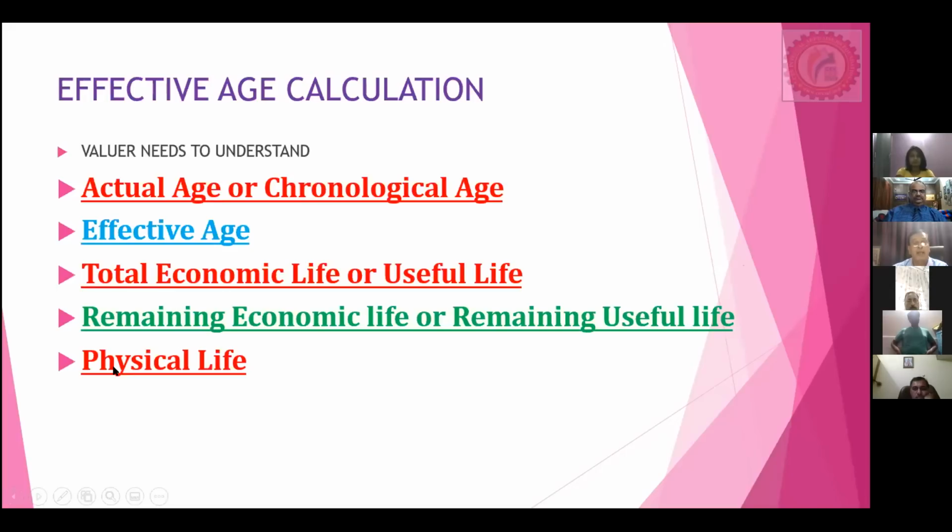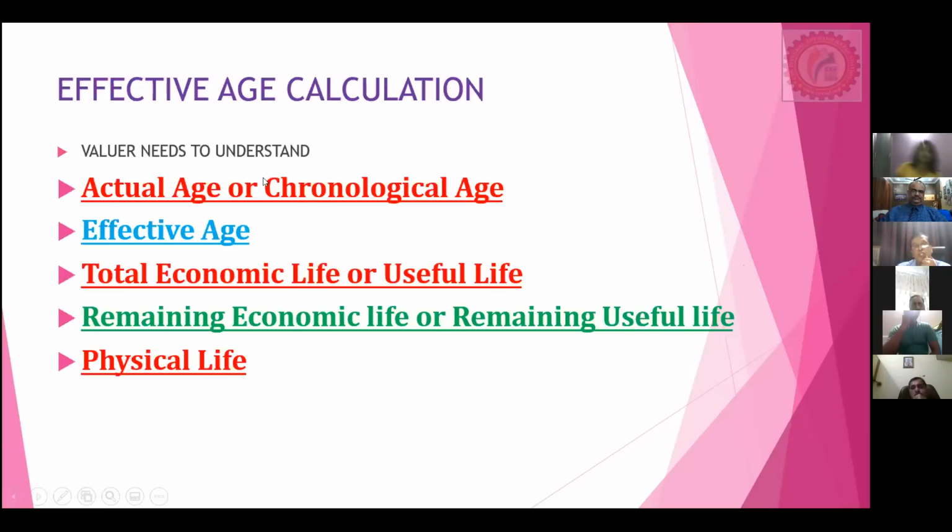But from the point of learning, once again, I will explain the difference between the actual age and the effective age. Actual age and chronological age are one and the same. See, if you have the date of construction, either through the tax assessing authority or from the building plan or from the building license, if you have the year of construction, then we call it the actual age or chronological age.